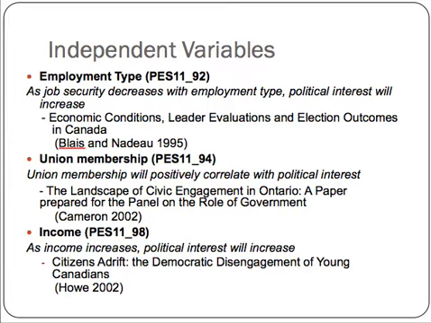The third independent variable is income. As income increases, political interest will increase. This is grounded in literature by Howe.